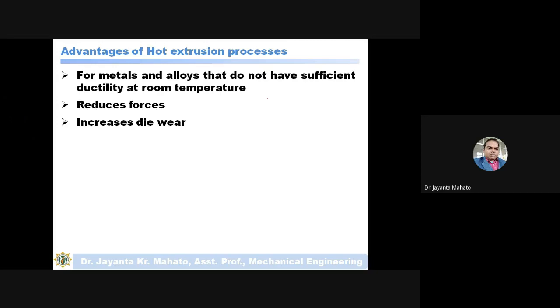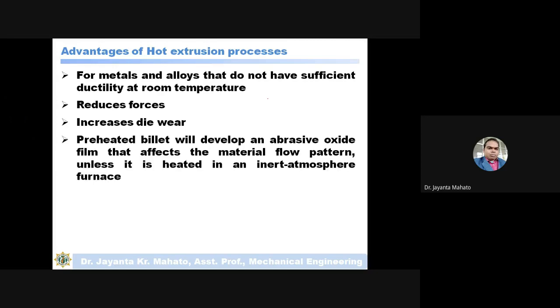Increased die wear. Okay, and another is that a preheated billet will develop an abrasive oxide film that affects the material flow pattern unless it is heated in an inert atmosphere furnace.